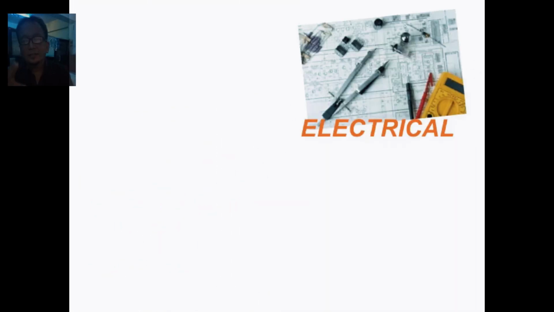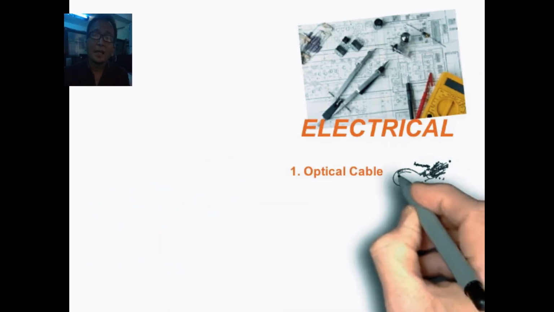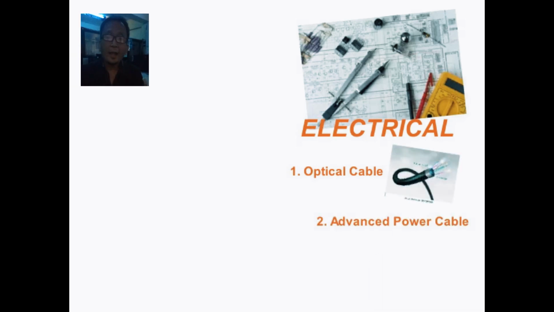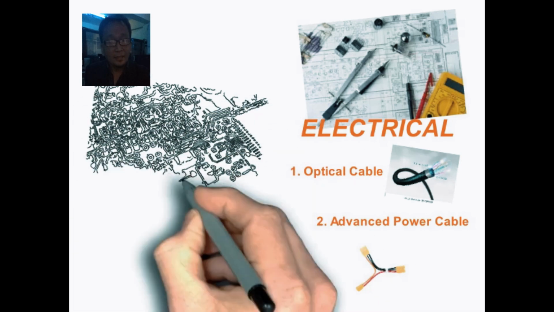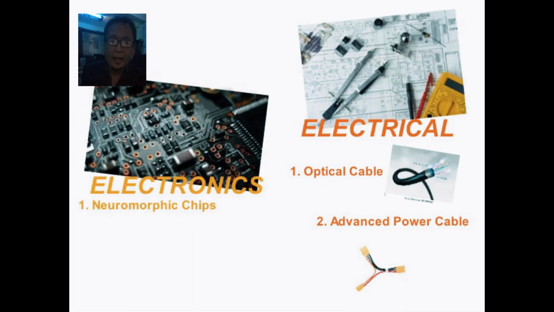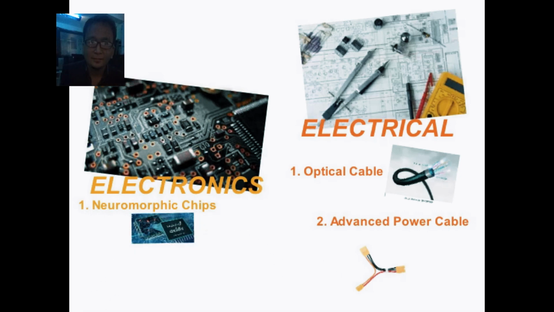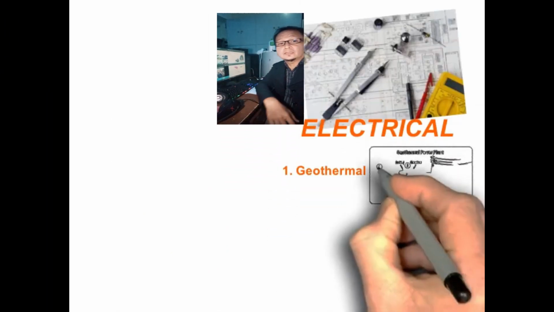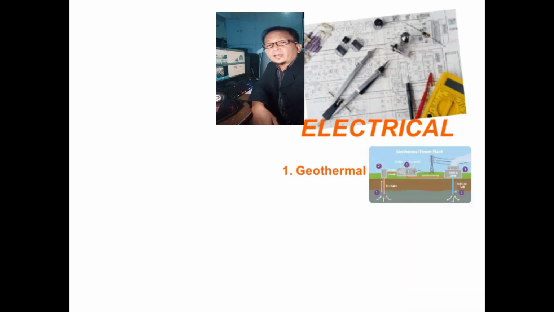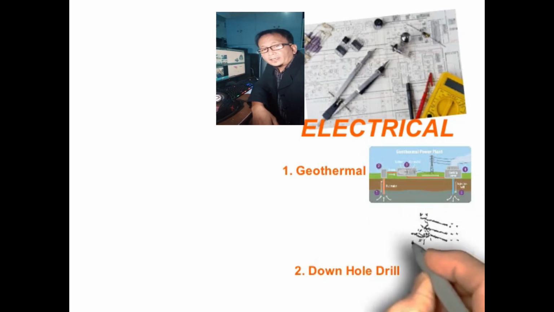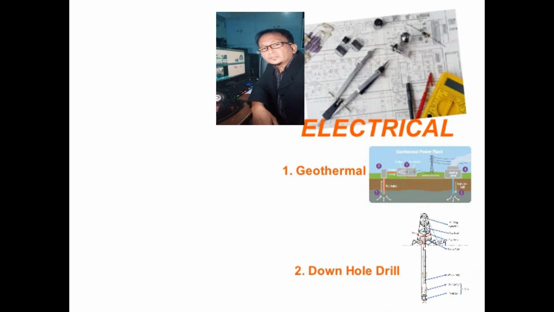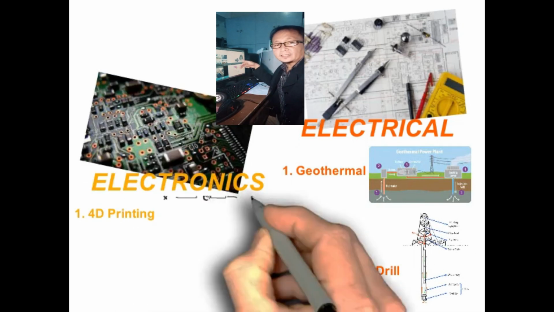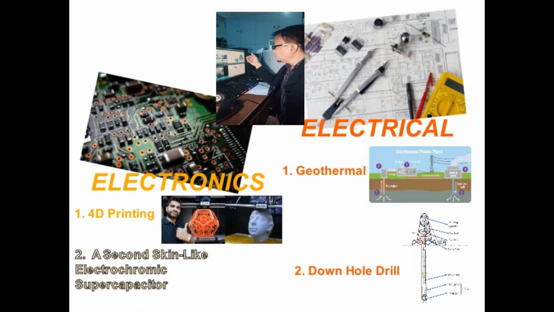Well, now, as you can see on the chart, this is about the applications in electrical, the optical cable and advanced power cable. While on the other side, in electronics, there are the neuromorphic chips and mixed molecular electronics. And now we are on the designs aspect. For electrical, we have geothermal and the downhole drill, and for electronics, which includes 4D printing and electrochromic supercapacitor.